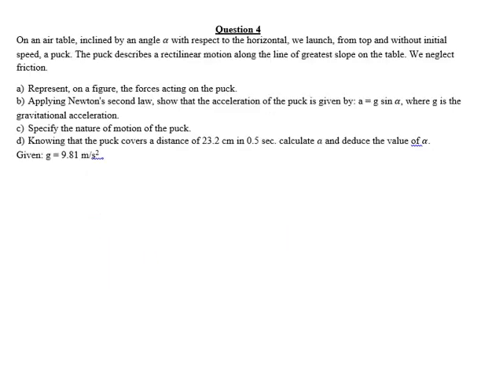On an air table inclined by an angle alpha with respect to the horizontal, we launch from the top and without initial speed a puck. The puck describes rectilinear motion along the line of greatest slope on the table. We neglect friction. A. Represent on a figure the forces acting on the puck. So we draw an inclined surface and we draw the puck. Then we have the weight and the normal reaction of the support.